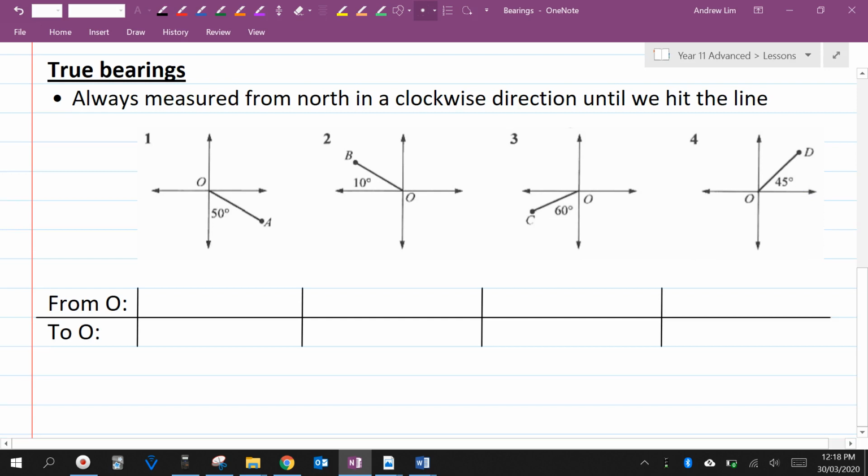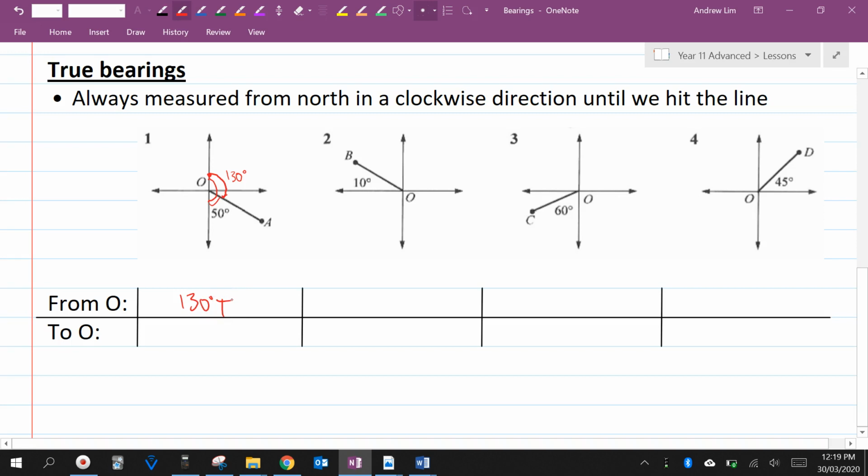Let's have a look at true bearings. True bearings are always measured from north in the clockwise direction until we hit the line. So for question 1, we want from O, so we're starting north of O, in a clockwise direction until we hit the line. I want to know how big that angle is. Well, if a straight line is 180 degrees and this one's 50, this has to be 130 degrees. Therefore, the bearing of A from O is 130 degrees true.